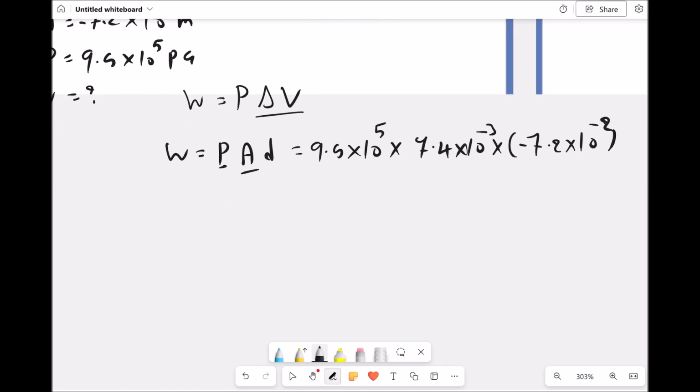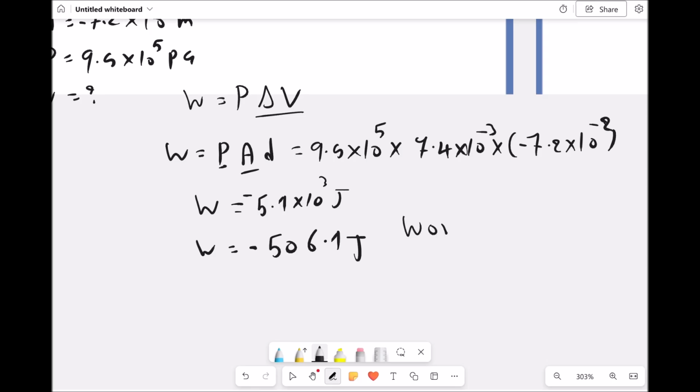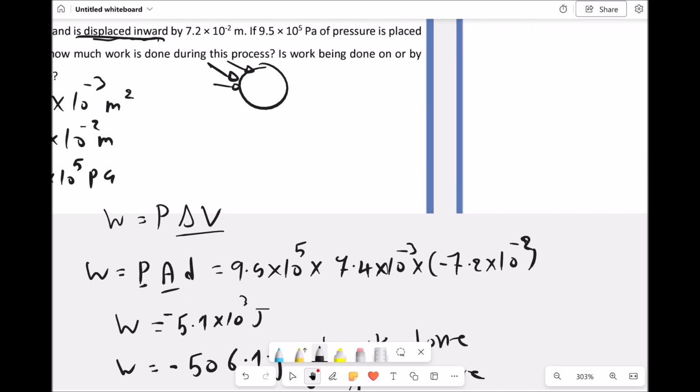What's going to be the result? The result is going to be minus 5.1 times 10 to the power of 3 joule, okay? Or you can get minus 506.1 joule. These are the same, it's just written in scientific notation. It's the same, okay? Now we got a negative result. What does this negative result show? Work done on the gas mixture, careful. On the gas mixture, not by the gas, but on the gas, because we got a negative result.